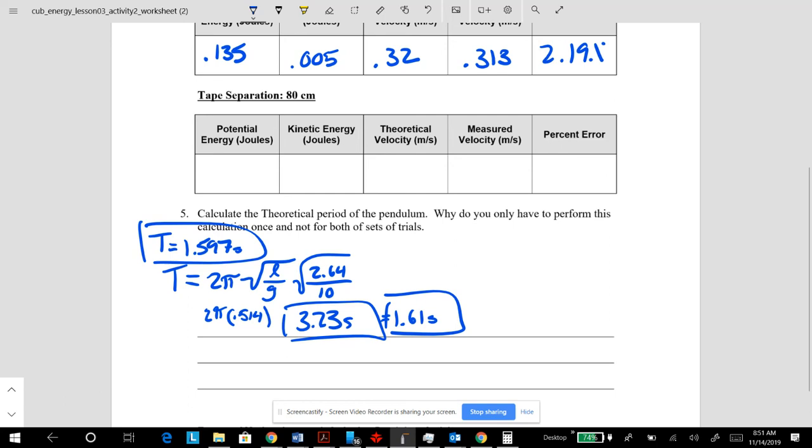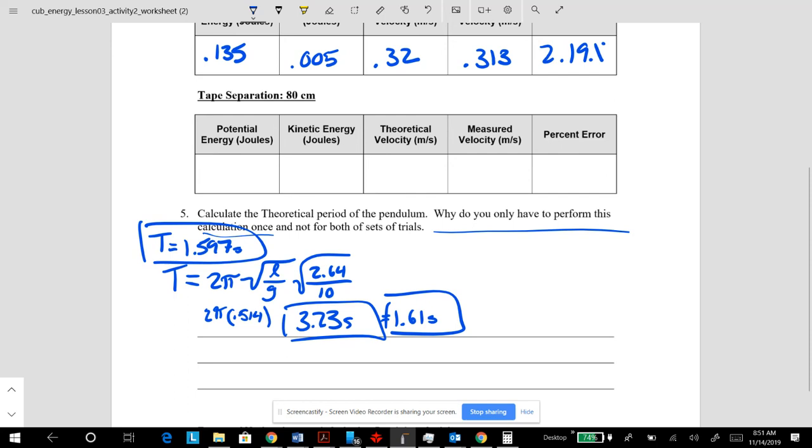The other thing with this is: does time period have height within there? But look at the equation. Does it have a height in there? It only has the length of the string. So why do you only have to perform this calculation once for both sets of trials? Because it's just the length of the string. There's no correlation to the height. So when I ask you why you have to perform this calculation once, because there's no height involved.